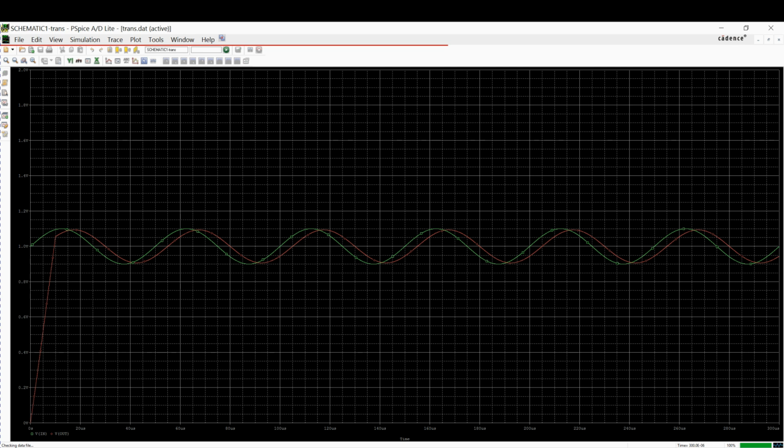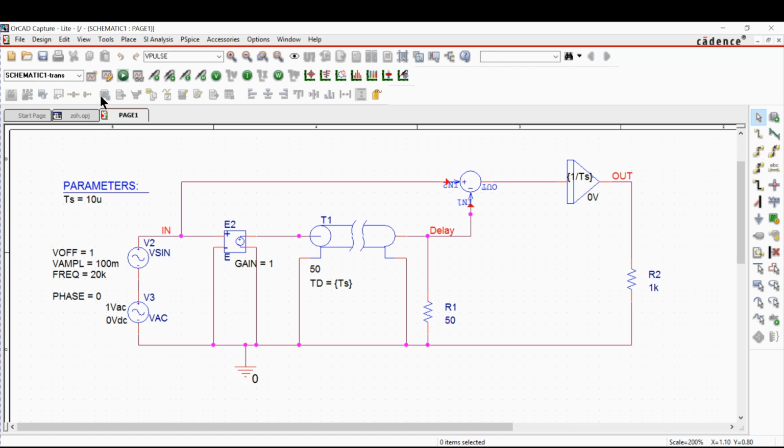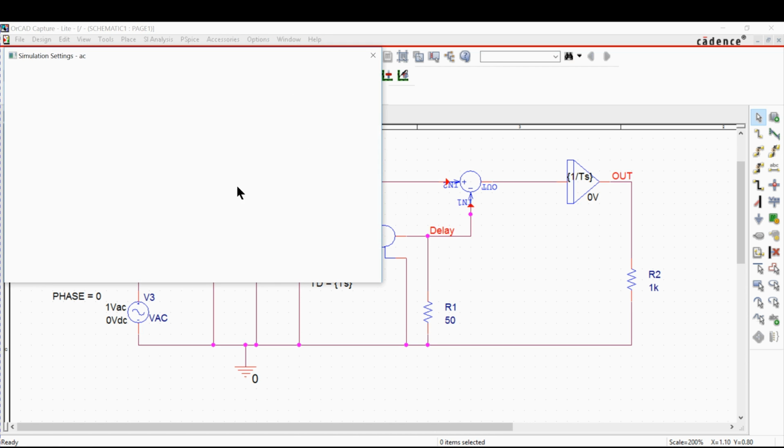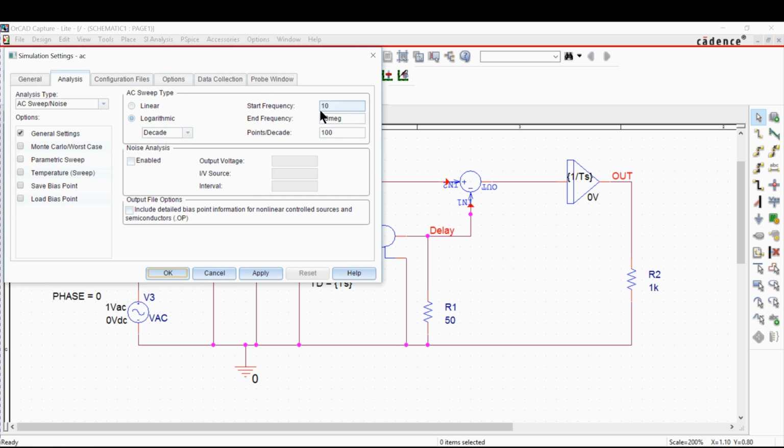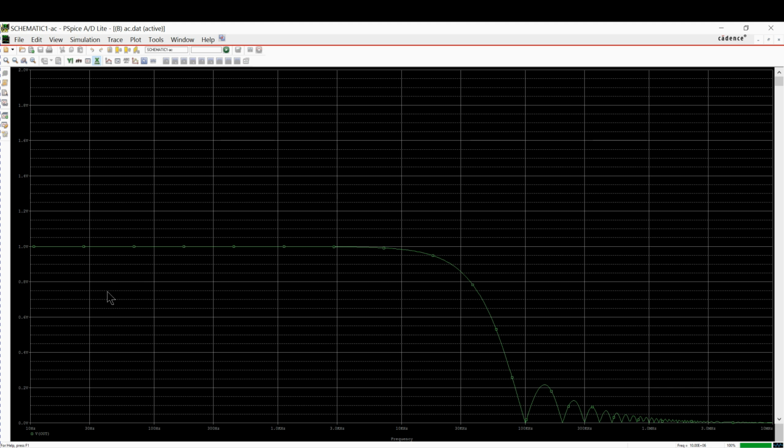Okay, let me now run an AC analysis. Have a look at the setting. It's 10 hertz to 10 megahertz, 100 points per decade. Just a simple sweep. So here it is.